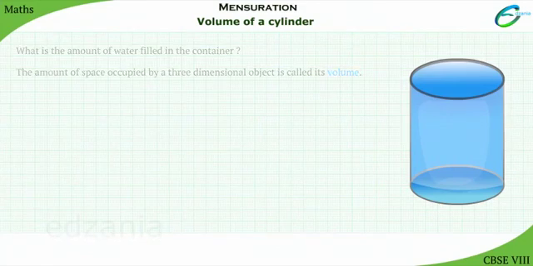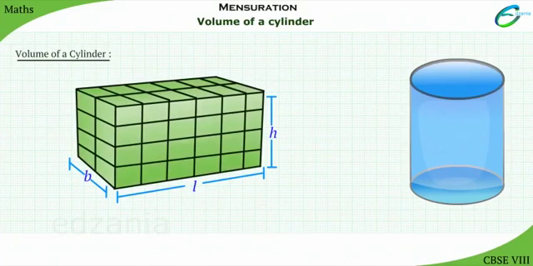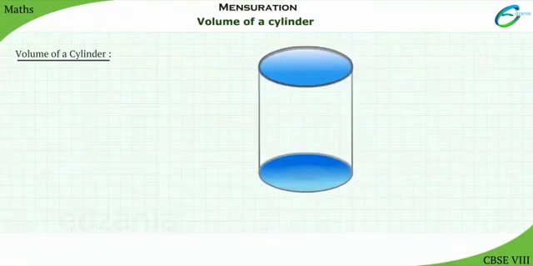Let's now learn how to find the volume of a cylinder. We know that the volume of a cuboid can be found by finding the product of the area of the base and its height. Can we find the volume of a cylinder in the same way? Yes. Let us find out.